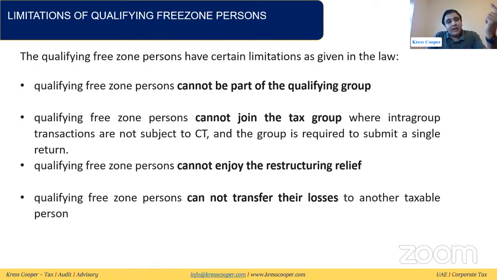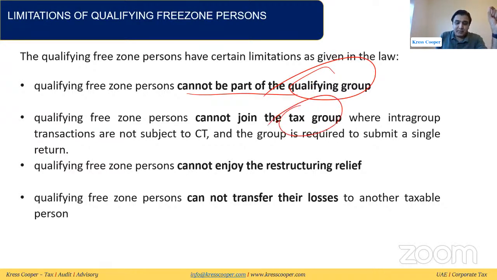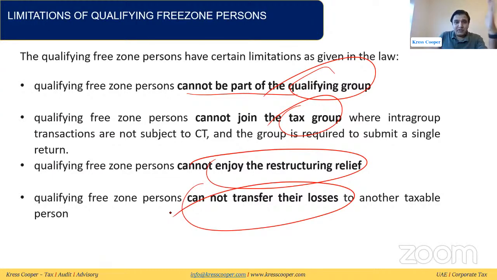So once the qualifying free zone person cannot avail these 4 benefits, the question arises: if the qualifying free zone person elects to be subject to corporate tax, will all these 4 limitations be removed? This is my question. The law is silent about this. The law says a qualifying free zone person cannot enjoy these 4 benefits. They cannot be part of the qualifying group. They cannot be part of the tax group. They cannot enjoy the restructuring relief. They cannot transfer their losses. These are the 4 limitations for the qualifying free zone person.